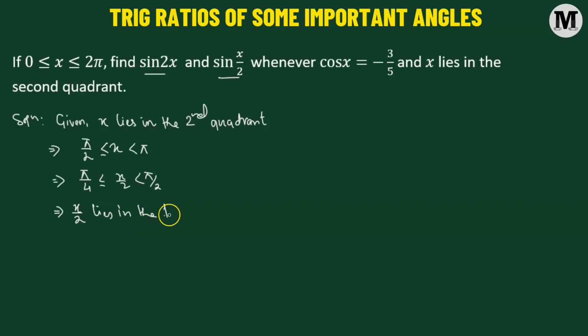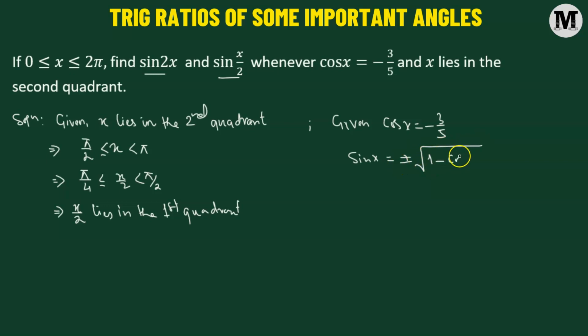Now the reason we are finding which quadrant x over 2 lies in is that it's going to help us find the sign of sine x over 2. Okay, so let's begin with the given condition that cosine of x is negative 3 over 5. If we have cosine of x, we can find the value of sine of angle x. Sine of angle x is given by plus or minus the square root of 1 minus cosine squared x. When you substitute cosine x with negative 3 over 5, we get plus or minus 4 over 5.